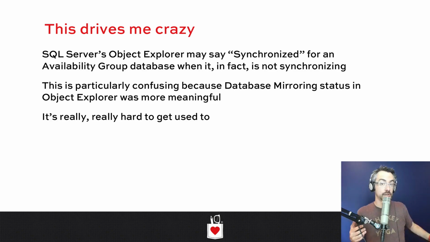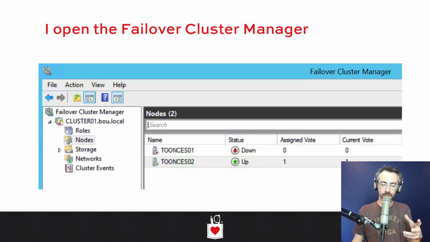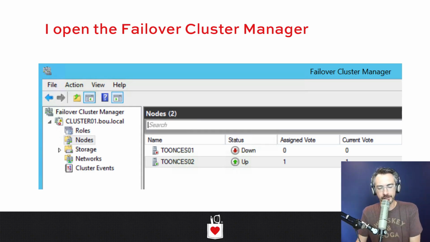Then if I look at Toonsys 01's Object Explorer, that would tell a different story. It says not synchronized. Now, why isn't it synchronized? When I go in and look at the Failover Cluster Manager, it'll show me who's in the availability group and who is not. Just because Toonsys 01 starts up doesn't mean he always joins the availability group instantly right away.